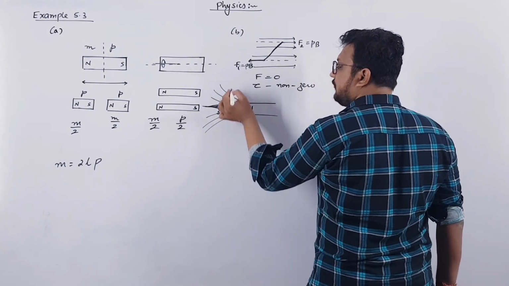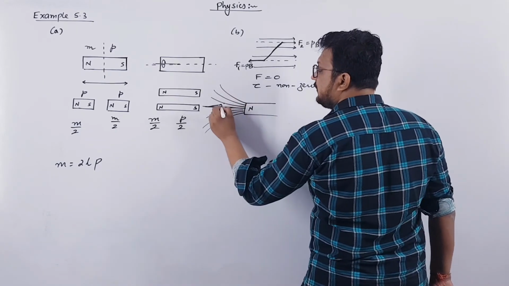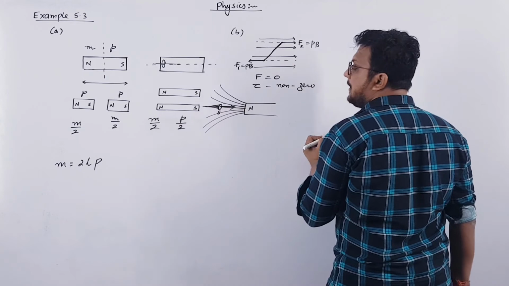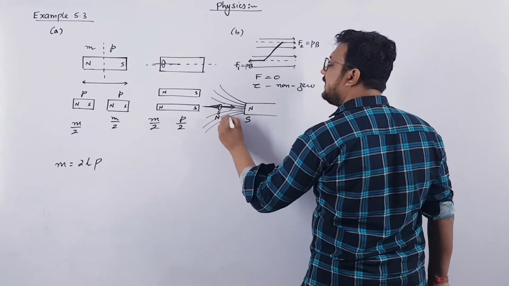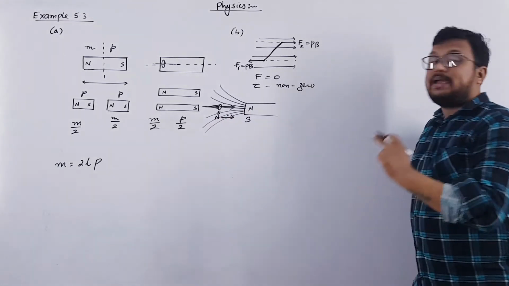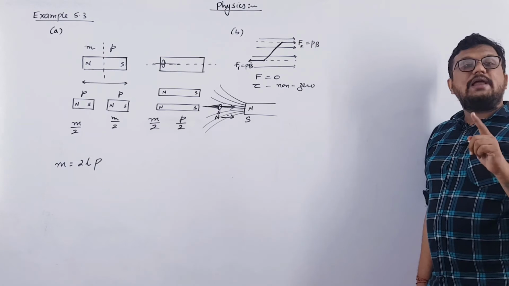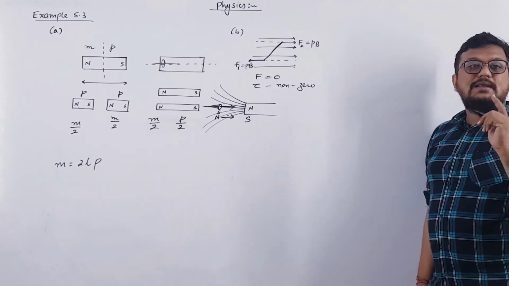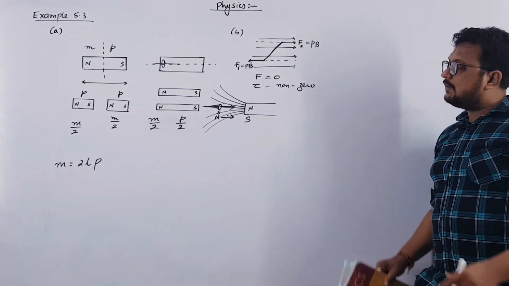And since this magnetic field is non-uniform, it will always get attracted towards the magnet. If this is south, then a north pole will be induced here and again it will get attracted, right? Here the magnetic field is non-uniform, so a force will act on a nail kept near the bar magnet. Clear?